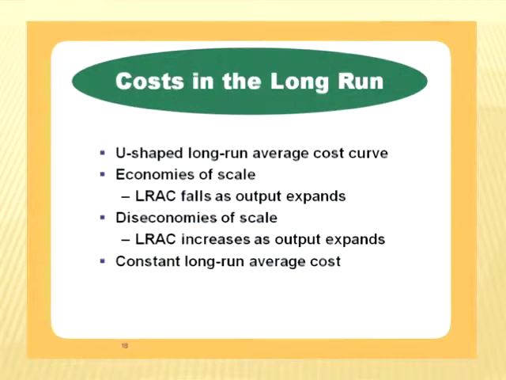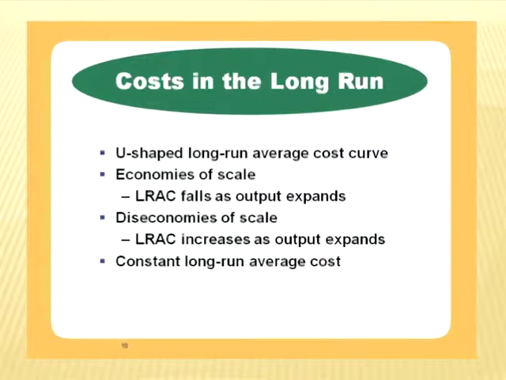When that happens, we're now looking at the long run. And the long run is similar to the short run, but not exactly the same. So let's see what happens when we move to the long run. When we move to the long run, we actually end up with a whole array of average cost curves dependent on the scale of plant.